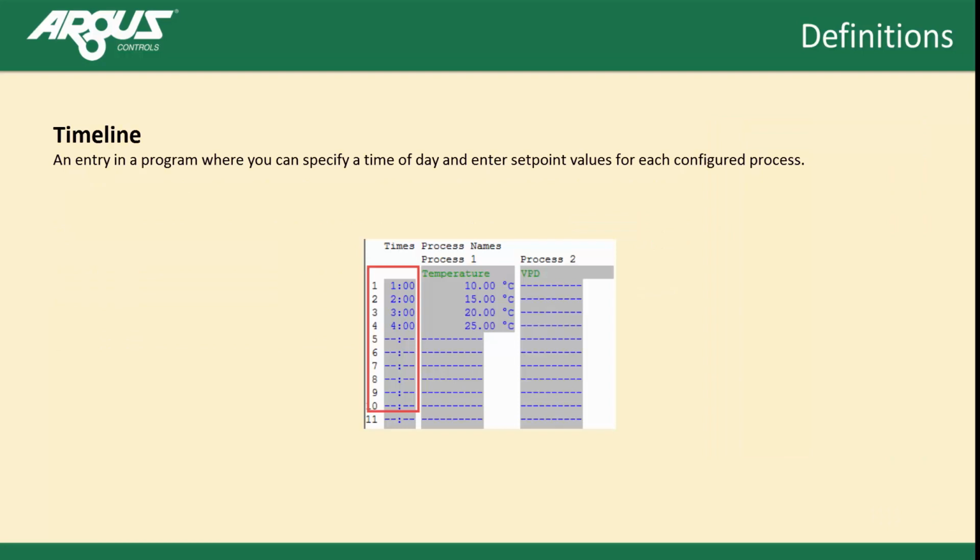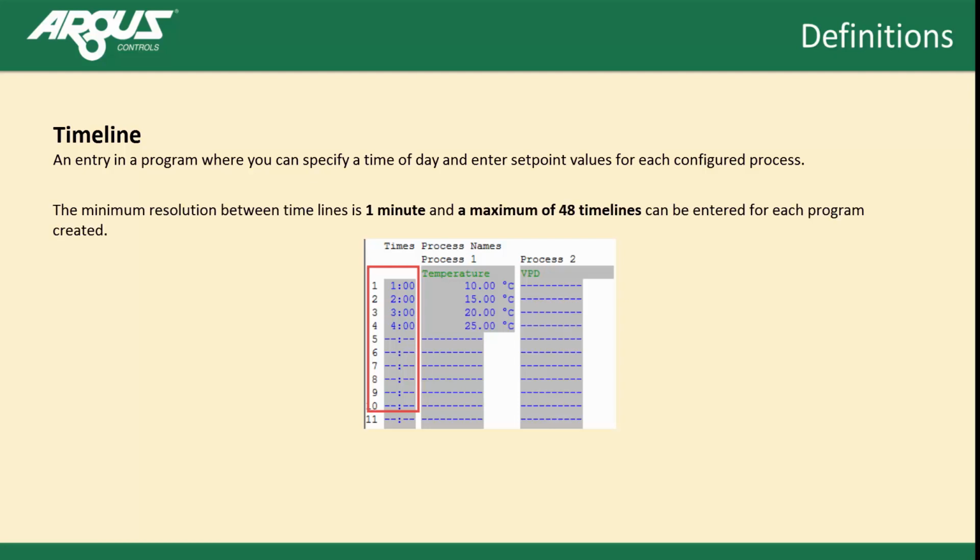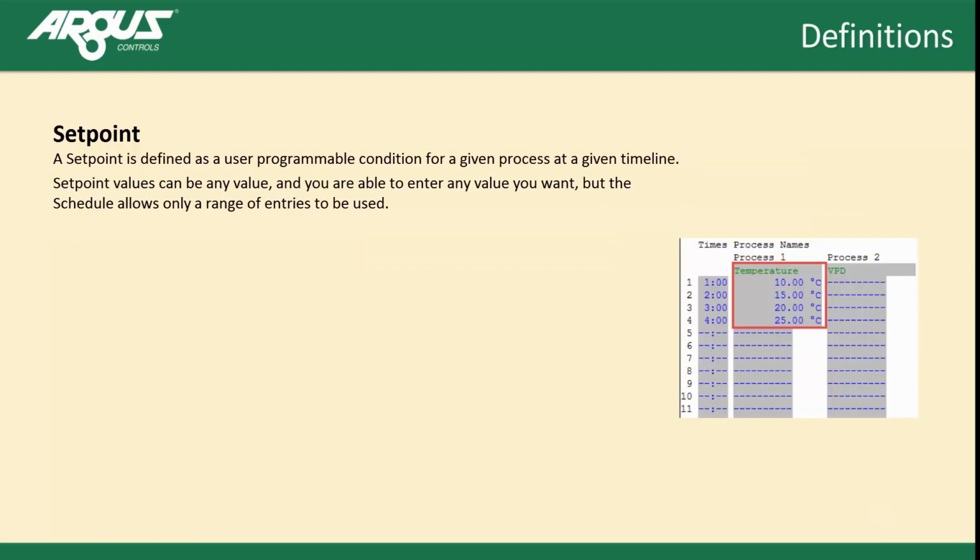The timeline is an entry in a program where you can specify a time of day and enter setpoint values for each configured process. The minimum resolution between timelines is 1 minute, and a maximum of 48 timelines can be entered for each program created. A setpoint is defined as a user programmable condition for a given process at a given timeline.